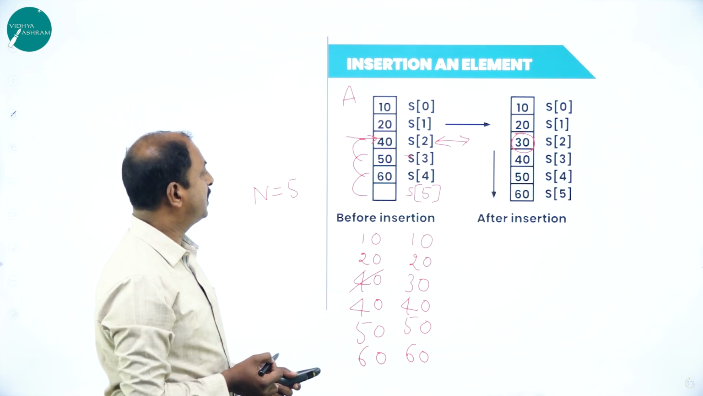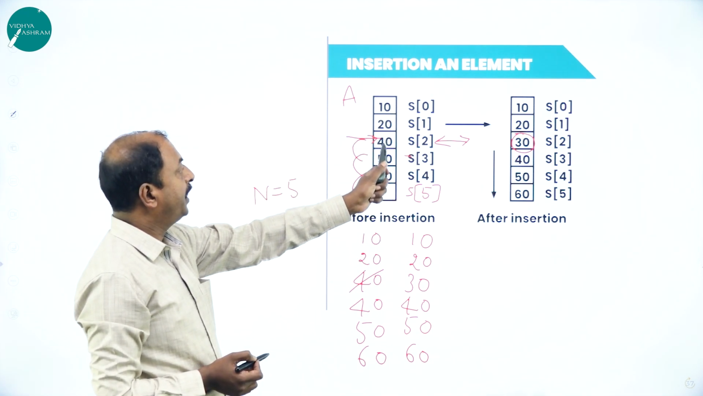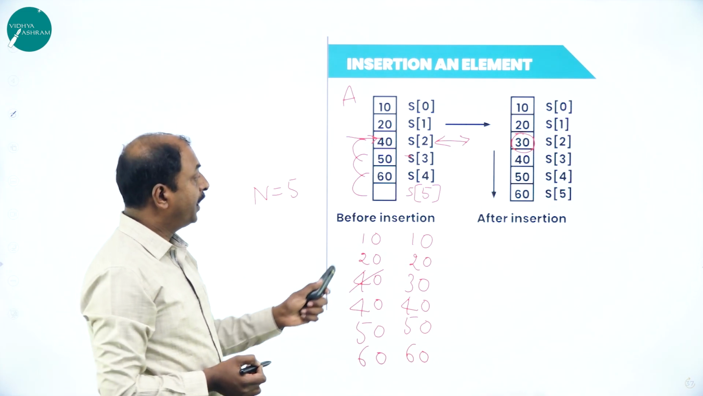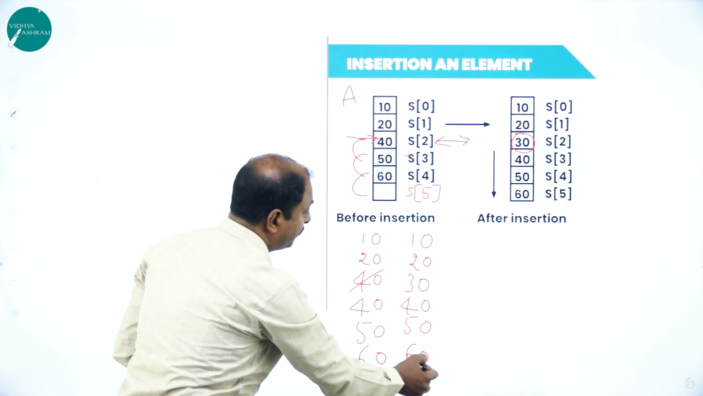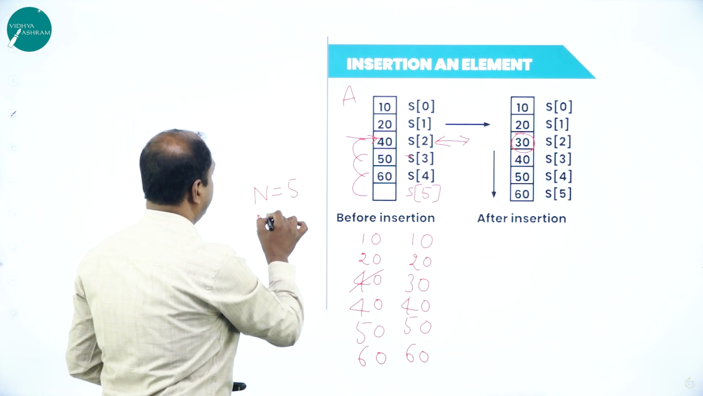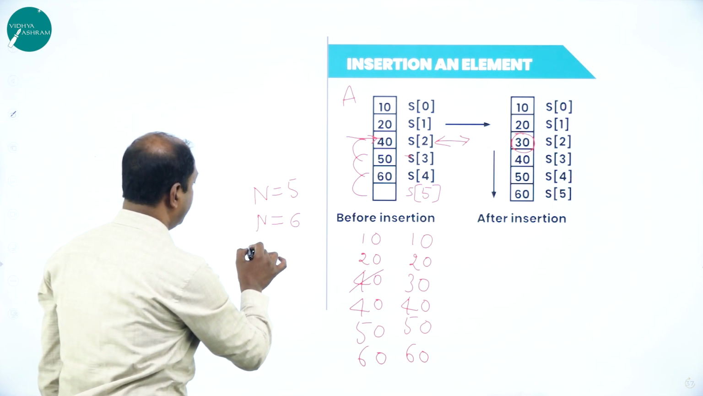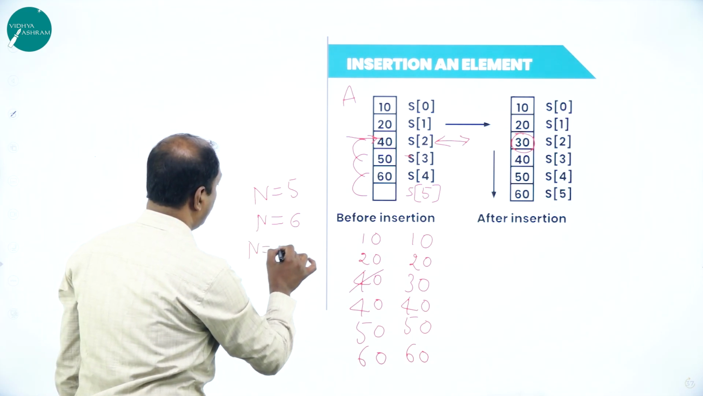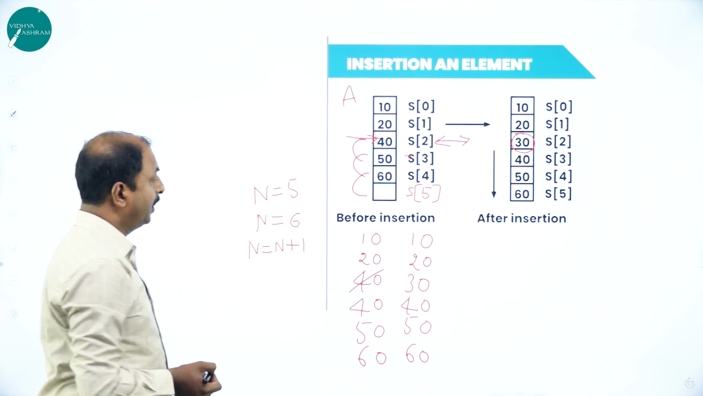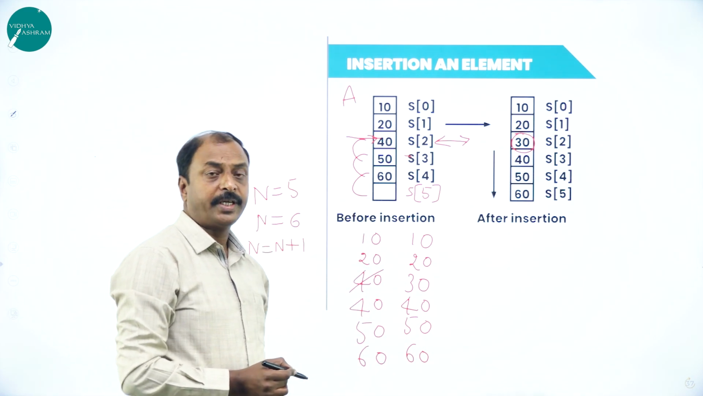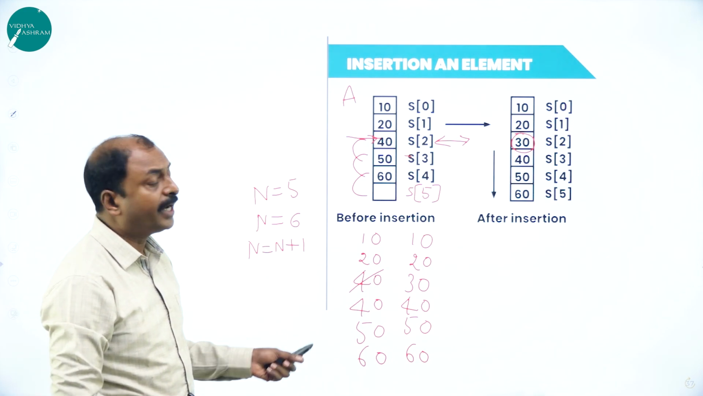Now observe this at the beginning. What was the size of the array? The size of the array was 5; there were 5 elements. After inserting a new data item into the array, the size becomes 6, so n equals 6. How did we get 6? It is n equals n plus 1. So this is the logic for inserting a new data item into an existing array.